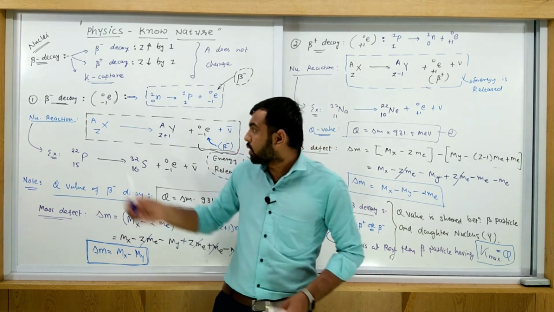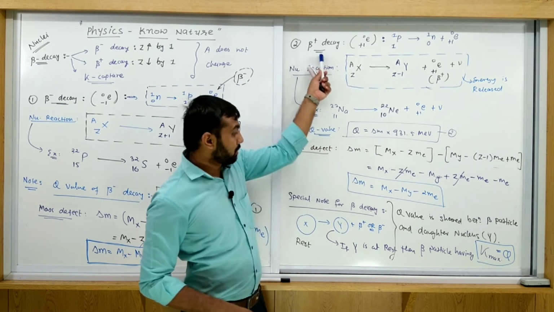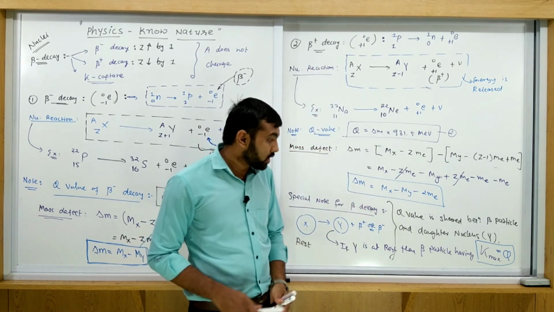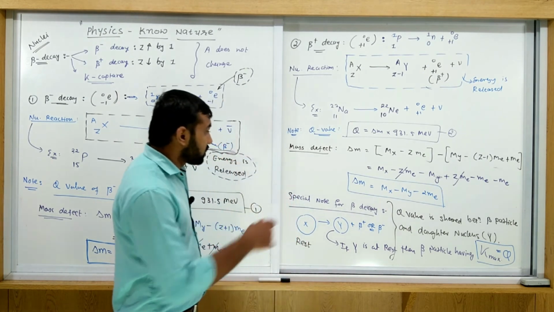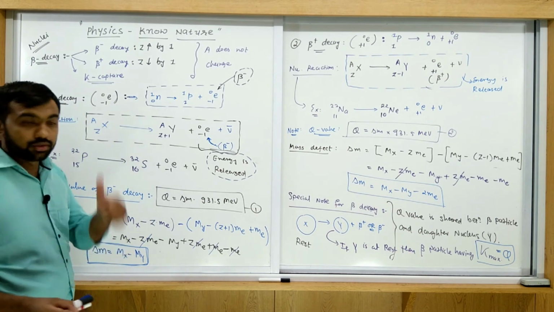If you think about beta minus, this one is equal to Kmax. If you think about beta plus, then this one is equal to Kmax. So this is quite important theory. All of you note down all of this. Then we come to the third case, K capture. So note it.